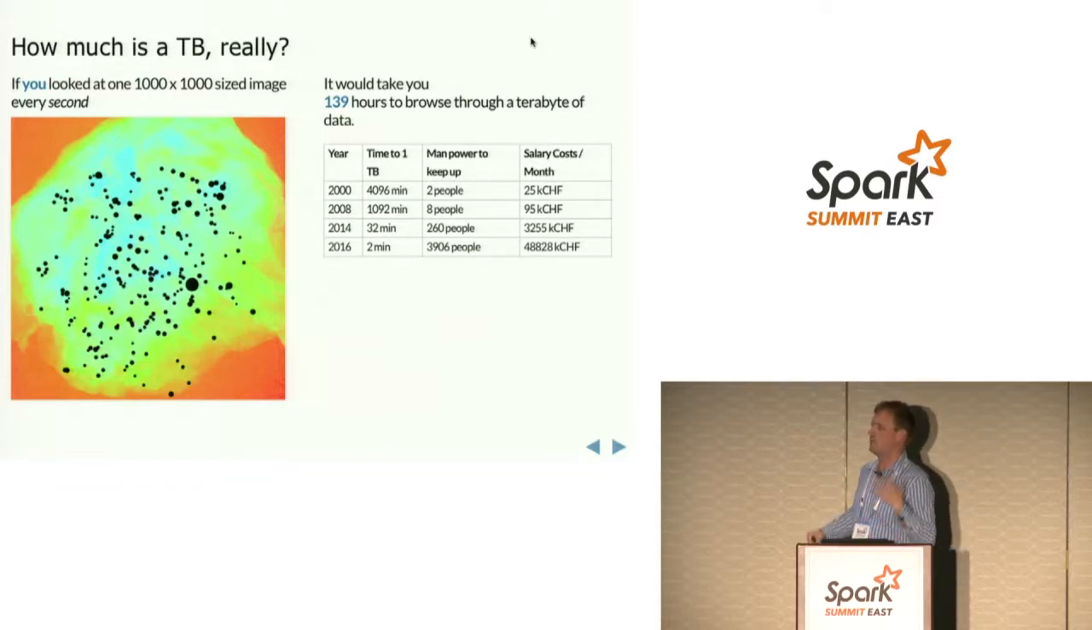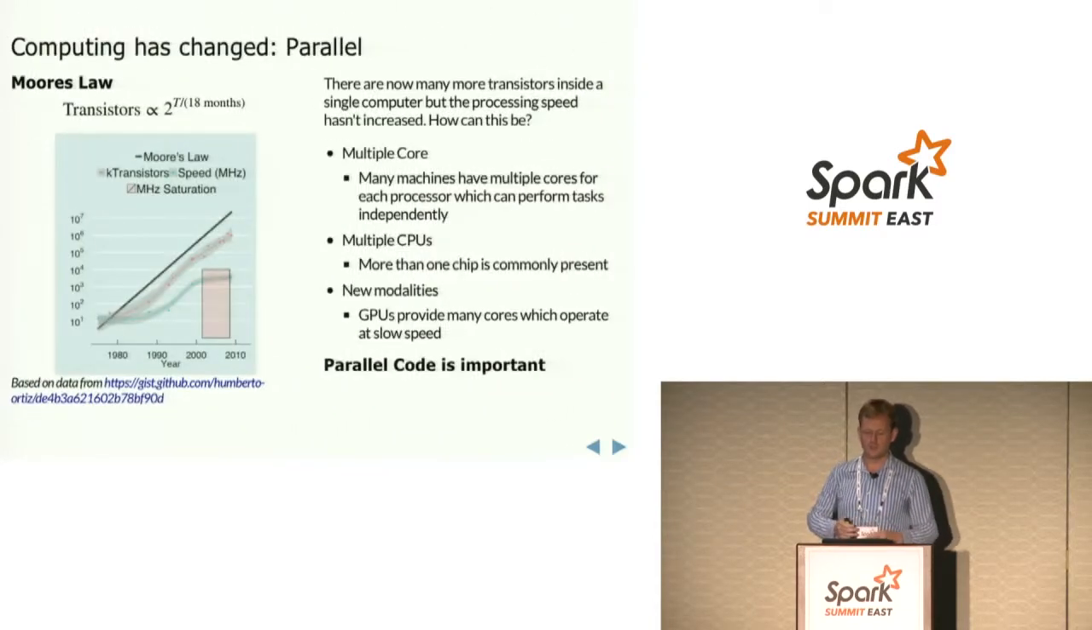And so the major change that we've seen with this is that in 2000, it took us 4,000 minutes to measure a terabyte of data. And today, we can do that in 2 minutes. And so if you wanted to keep up with that rate, you'd need 4,000 people looking at these images all the time. And you'd need to spend 50,000 a month. Maybe it'd be cheaper here, but in Switzerland, salaries are quite expensive. So it's a major problem.